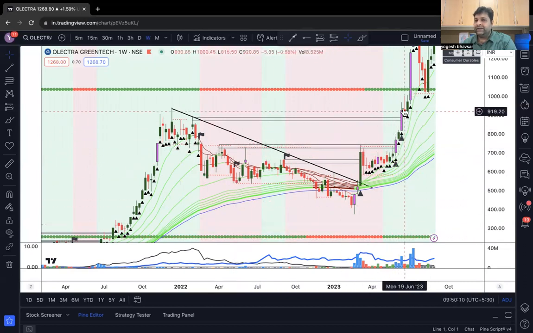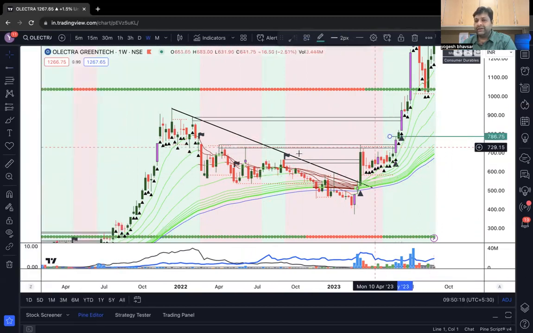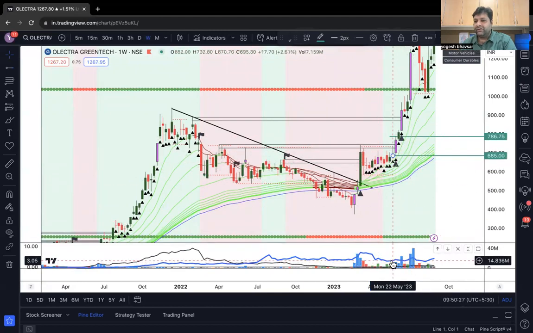Monthly turns green, weekly turns green. We have a fantastic pink color bar closing. This is the high. This can be our stop loss below this. We have all the EMAs in our direction. We have volumes kicking in. We have relative strength, which is showing us the positive.